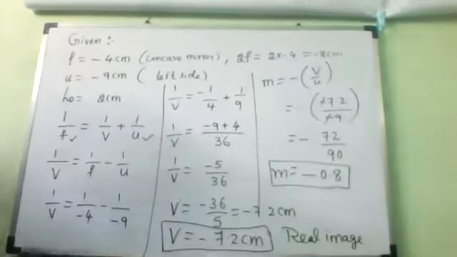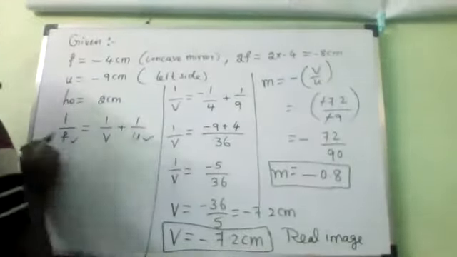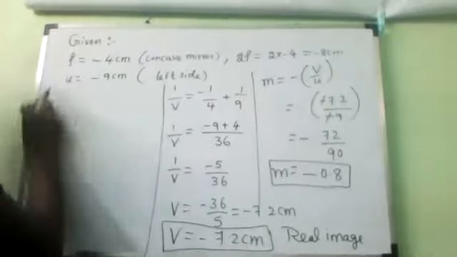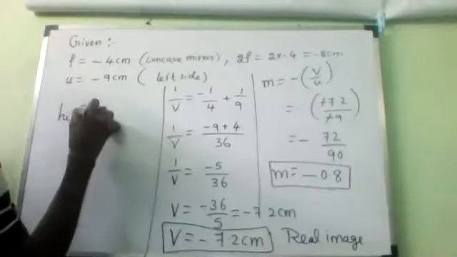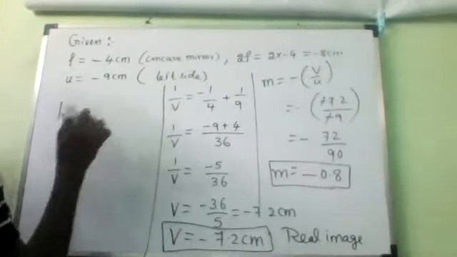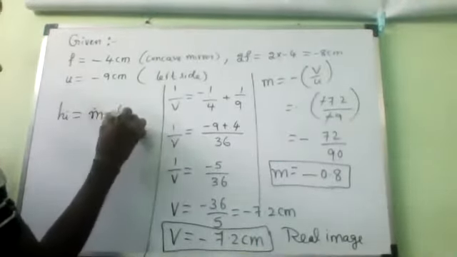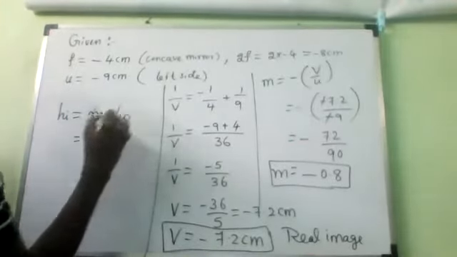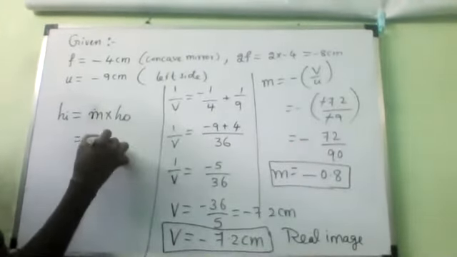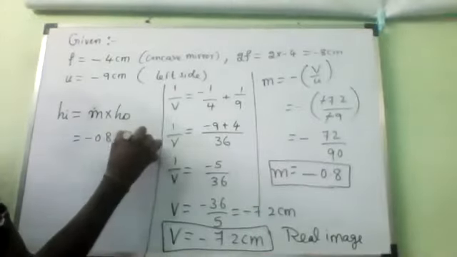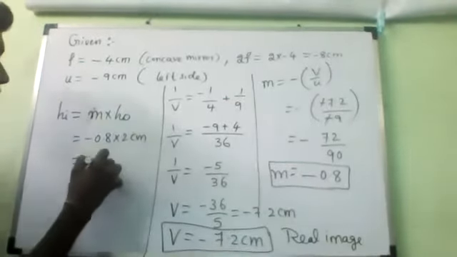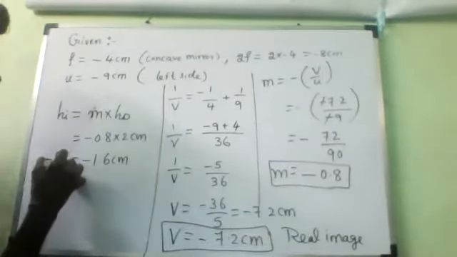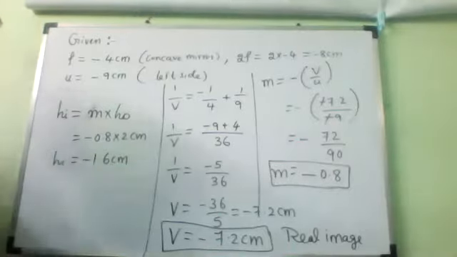Now Nityanathan, after this you tell me how we can calculate the height of the image. Sir, height of the object into magnification, sir. Okay. The height of the image is equal to the magnification into the height of the object. Do you understand? So magnification is 0.8 into 2 centimeter. Multiply this and tell me, all of you. How much? Minus 1.6 centimeter. Height of the image is minus 1.6 centimeter.